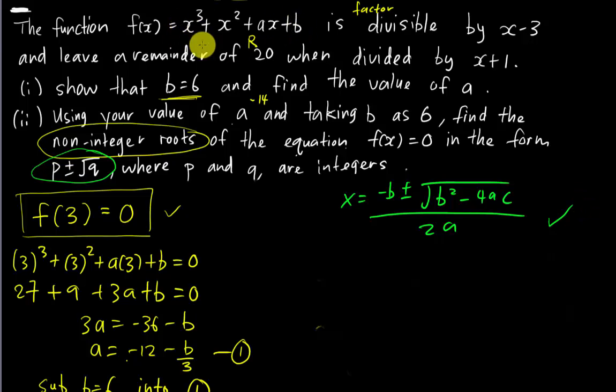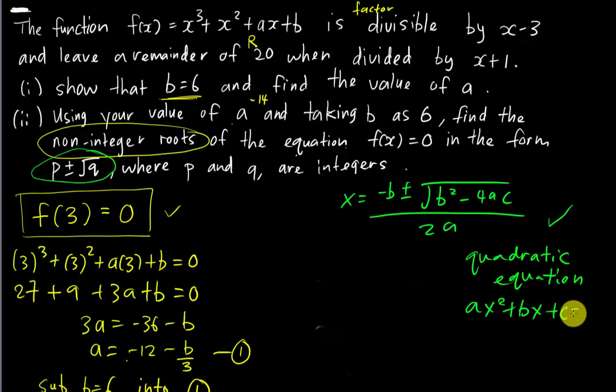This is a cubic equation. But this formula can only be used for a quadratic equation. Okay, quadratic equations mean the only x power is 2. So it's ax squared plus bx plus c equals 0. So that means this formula cannot be used for the cubic equation. So for this case, you will need to solve the cubic equation first, and then your quotient, meaning your answer, will be a quadratic equation. Then you will use this formula in the quadratic equation.